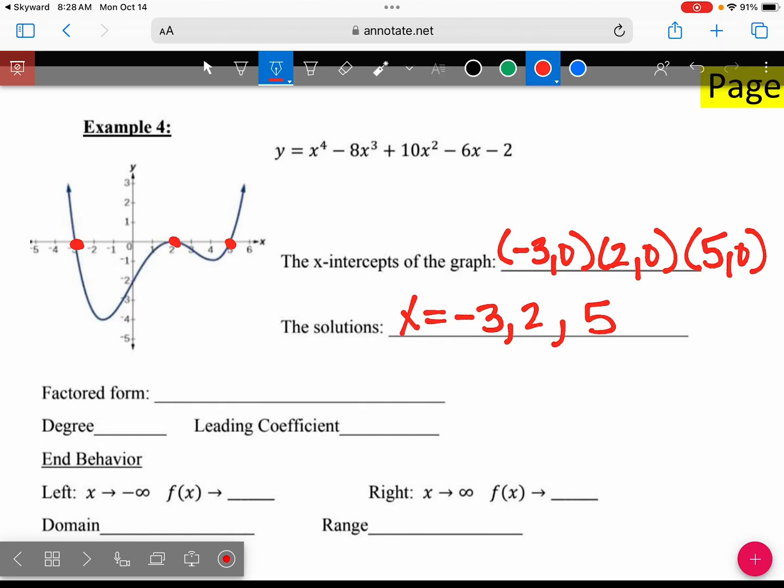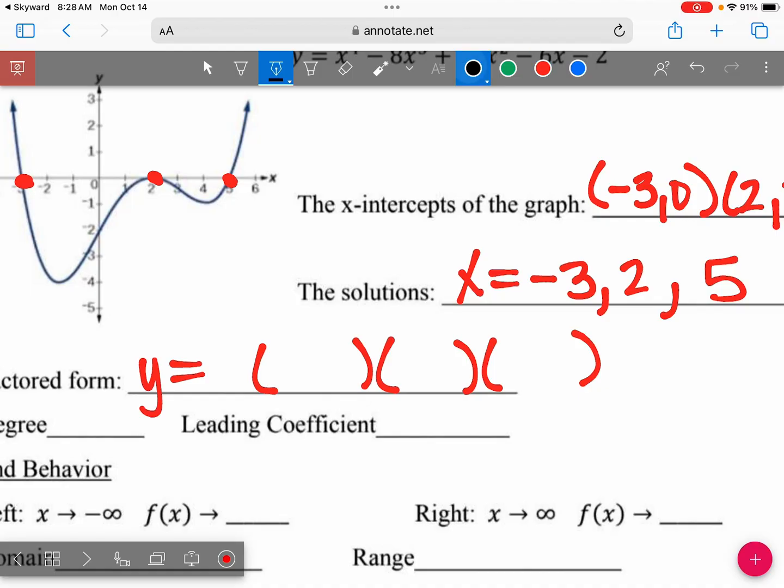All right, so factor form. Now this is a little tricky. So we got to make our 3 parentheses. We're going to put our x in front of all of them. And then flip the sign. So instead of a -3, it's a +3. Instead of a +2, it's a -2. And instead of +5, it's -5.